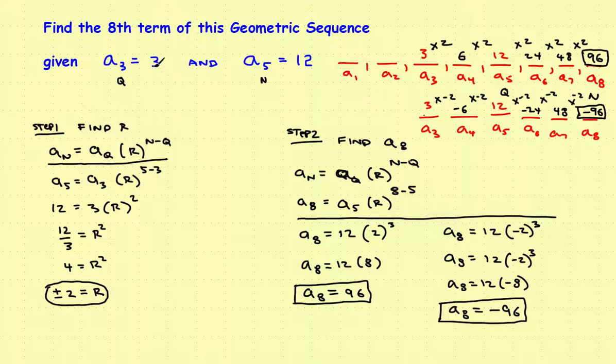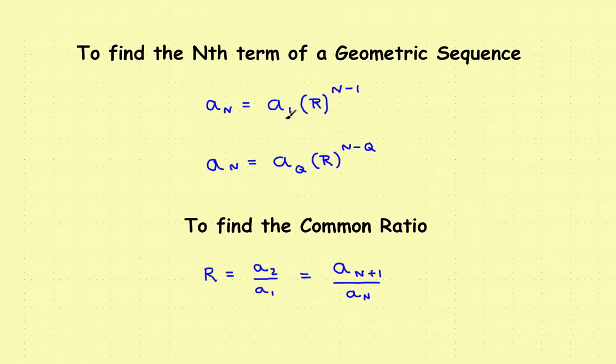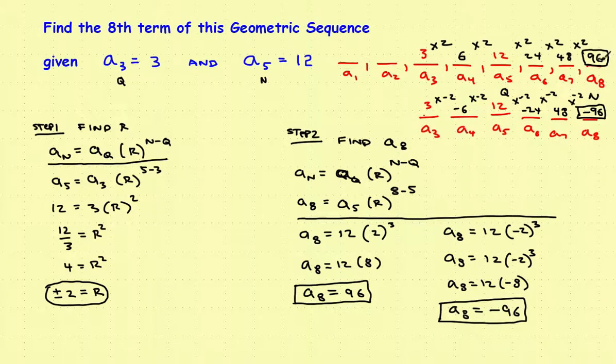So that's an example of a problem where you know not the first term, but some terms in the middle. And again, it's a variation on this formula. If you know the first term, use this formula. If you just know any two terms in between, you can use this. And in this case, it led to two answers because the ratio could either be positive or negative. And let's take a look at one last example.